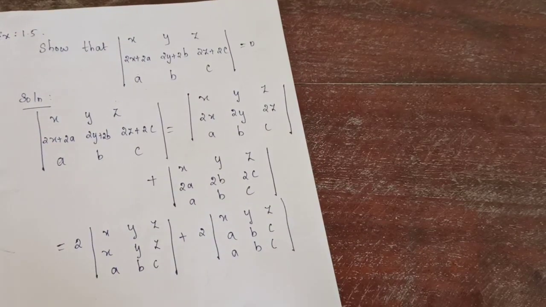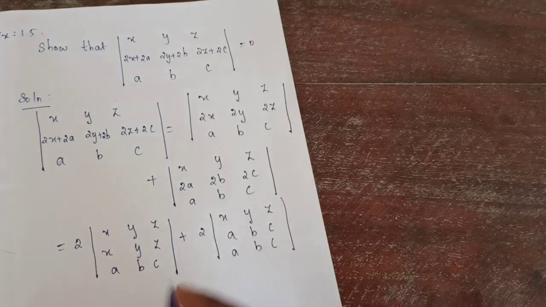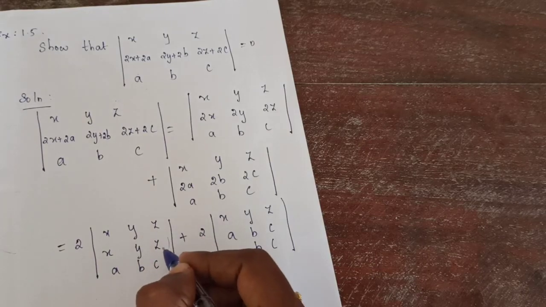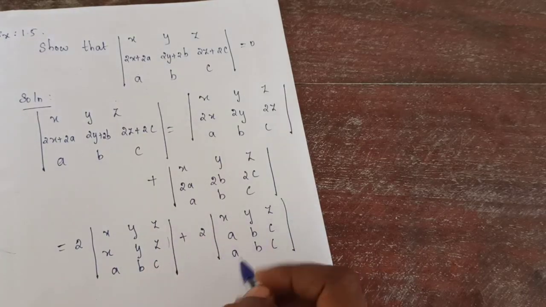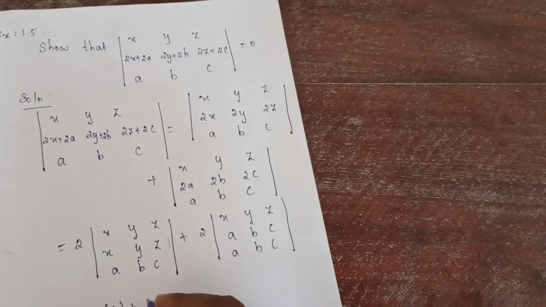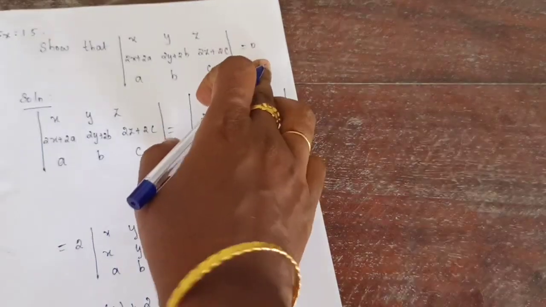Understand? Now you come to another property. We have learned another property. If any 2 rows or columns are identical, what's the determinant value? The value is 0. Yes. So here now see, that is 2 into this, 2 rows are equal. Same as that, here also these 2 rows are equal. So 2 into 0 plus 2 into 0. The answer is 0. Now it's proved.